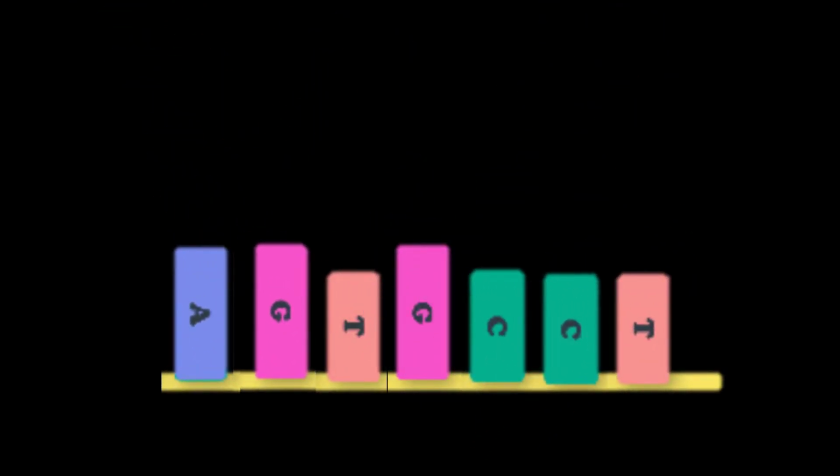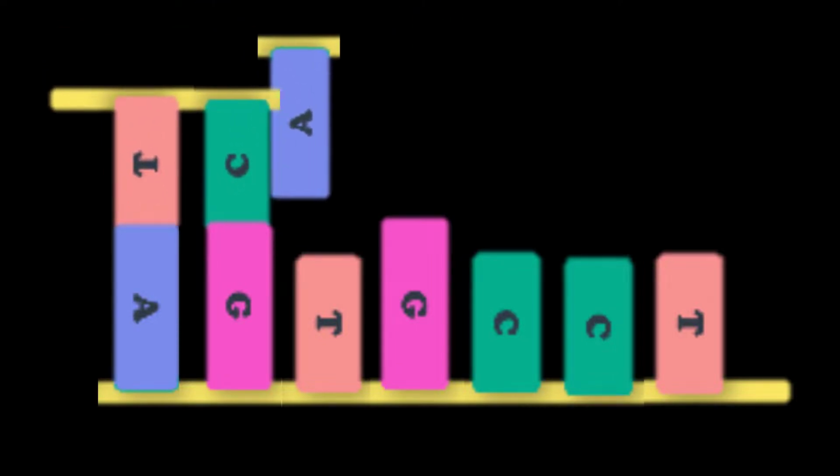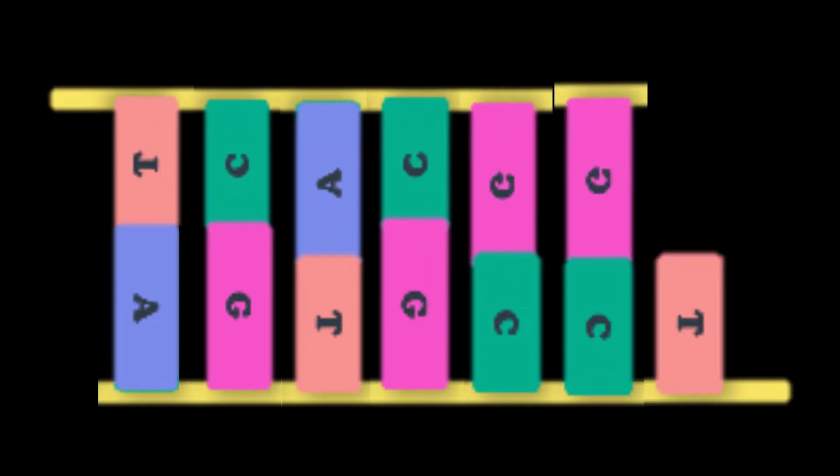For example, if one strand has a region with the sequence AGTGCCT, then the sequence of the complementary strand would be TCACGGA.